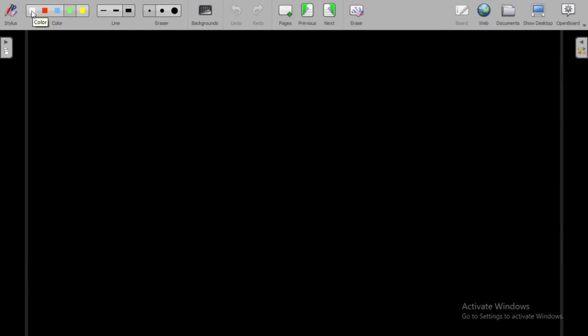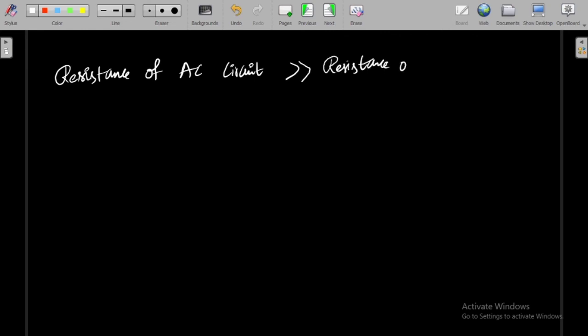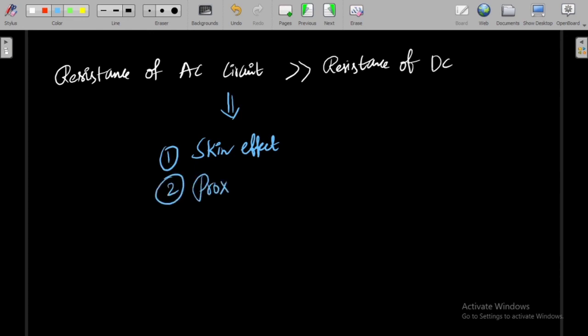Now I want to make a conclusion statement. The resistance of an AC circuit is greater than the resistance of DC, right? The reason for this is skin effect, which is a major contribution, and another contribution is proximity effect.